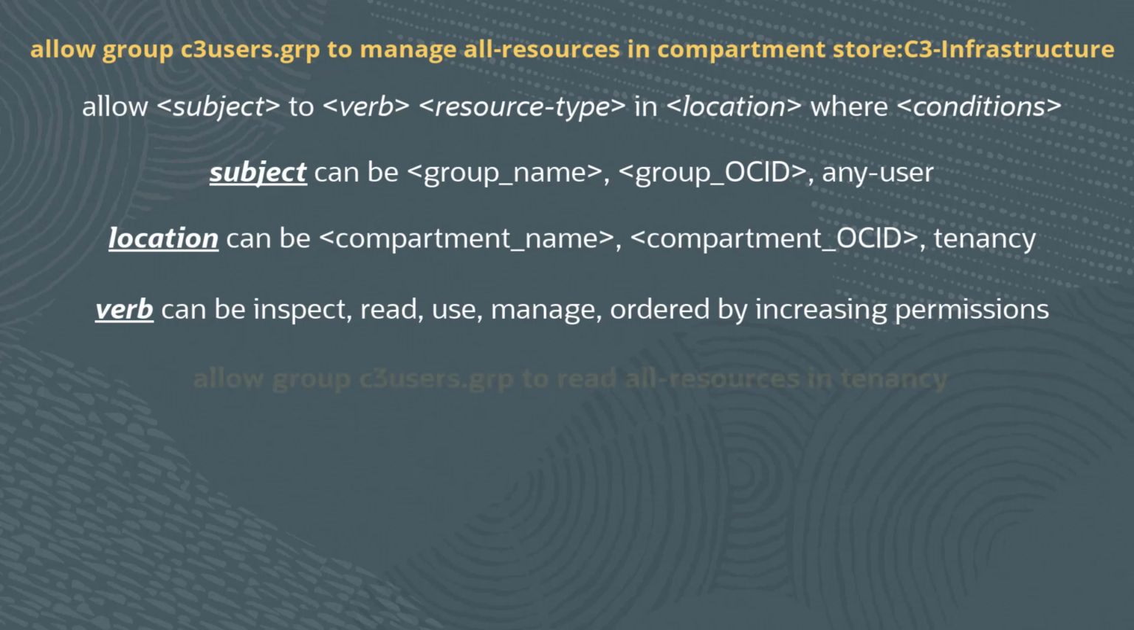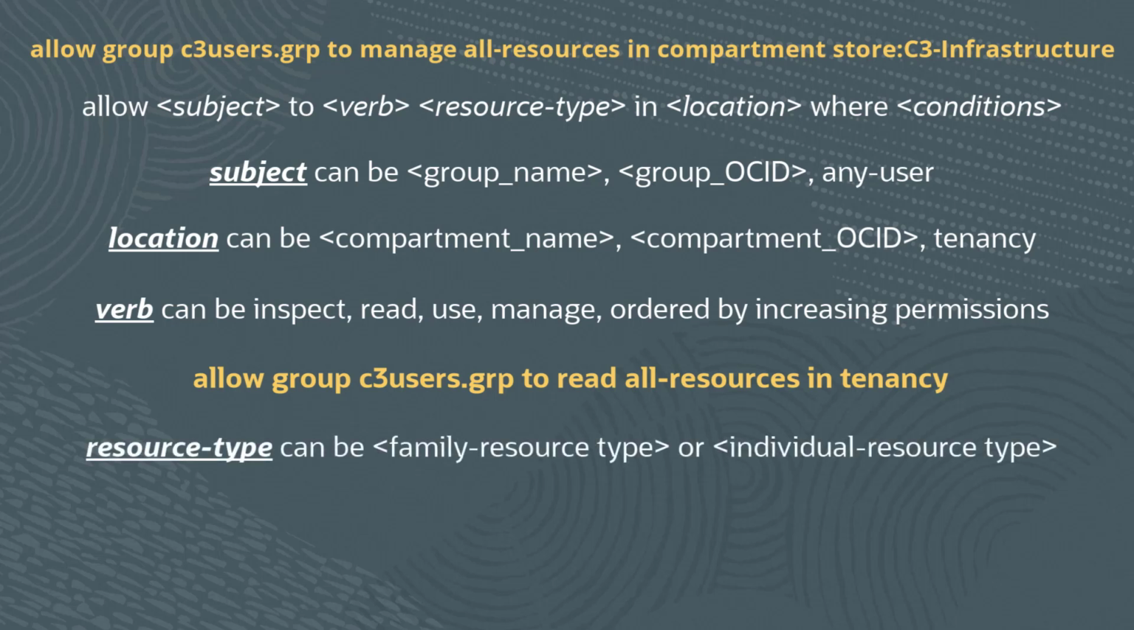Our other policy statement, allow group c3users.grp to read all-resources in tenancy, used the read verb option and specified tenancy as the location. So this statement gives all users in the c3users.grp group read-only permissions for all cloud resources in the entire tenancy. The resource type can be a family resource type or an individual resource type. For example, all-resources is a family resource type that covers all Oracle Cloud Infrastructure resource types. The family resource type makes policy writing easier as they include individual resource types that are often managed together.